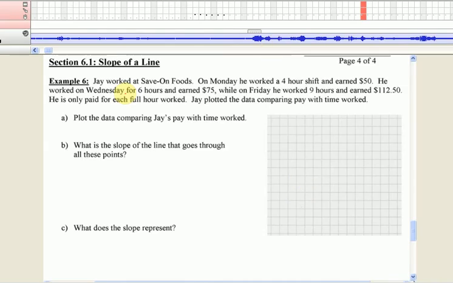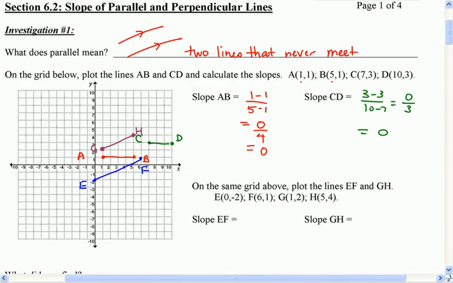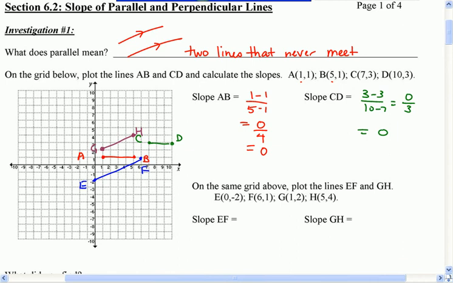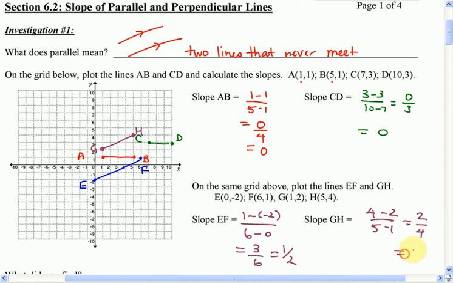Like I said, let's figure out what the actual slopes are. Help me out, EF, what's the slope? Is it 1/2? I'm asking you. Okay, 1 minus negative 2 over 6 minus 0. Yes, you're right. It is 1/2 because 3 over 6 equals 1/2. And if you did GH, with those points, 4 take away 2 over 5 minus 1, that's 2 over 4. That's also equal to 1/2.